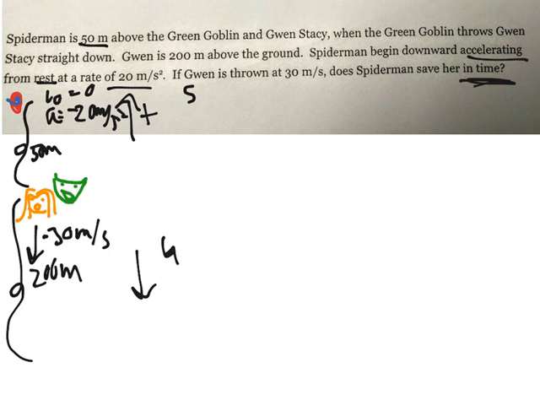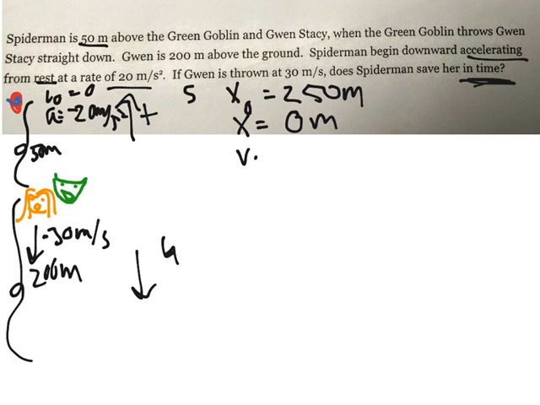So let's lay out things for Spider-Man. Spider-Man's initial position, he's really high off the ground. He's 200 meters plus another 50 meters, so his original position is 250 meters off the ground. His final position, right, he has to go to the ground to try to save her. We could try to calculate where exactly he saves her, but it's easier just to figure out who gets down there first, and therefore, can he save her in time? So he has to get to the bottom.